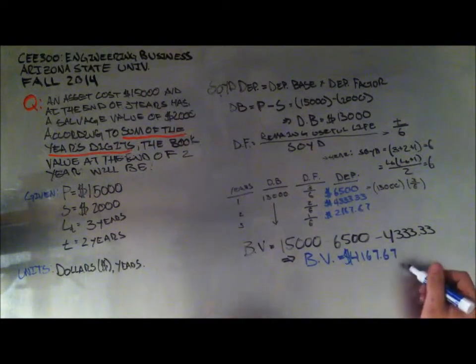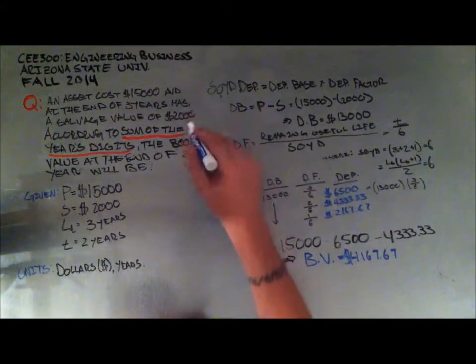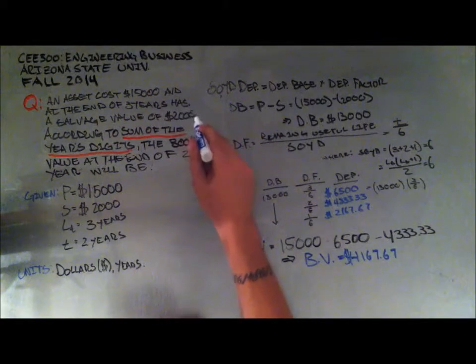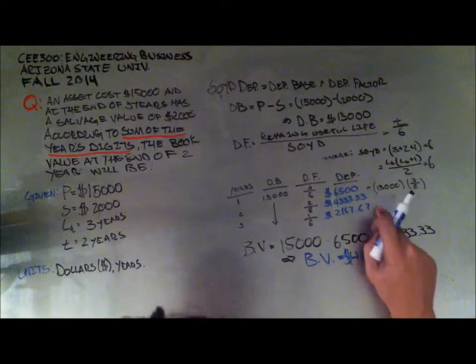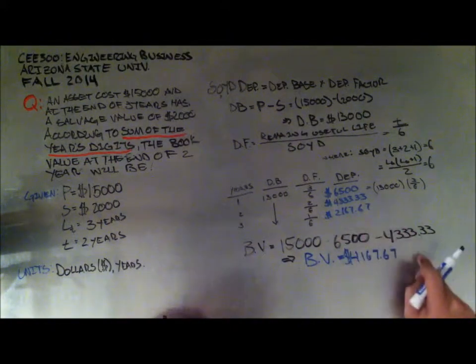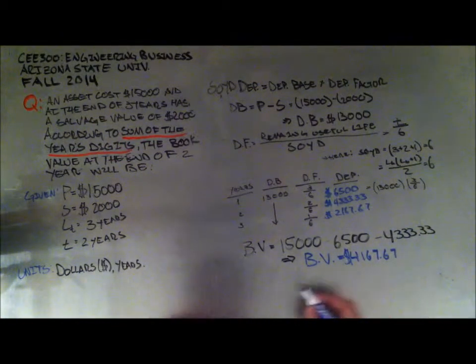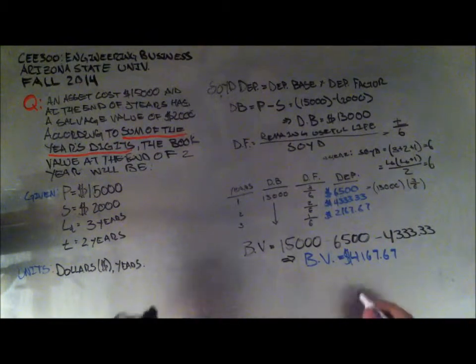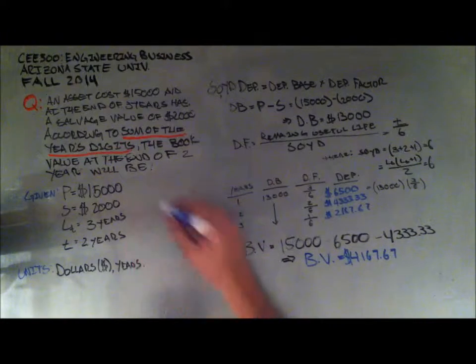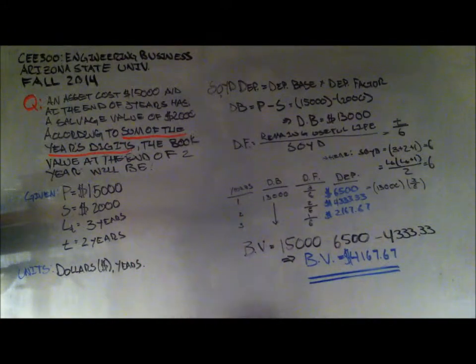Now we know this is correct because we can look at the salvage value, which is what the asset is worth at the very end of its useful life, $2,000, and if we simply depreciate it one more year using $2,167.67 as our depreciation value, we will simply get $2,000. So therefore, the book value of the asset after 2 years, given the following parameters, will be $4,167.67.